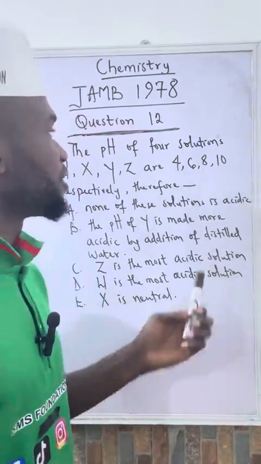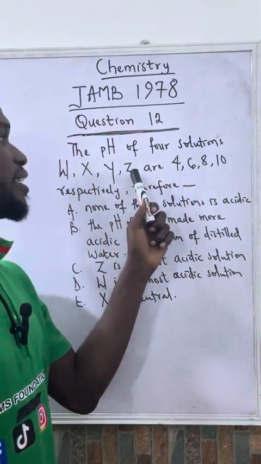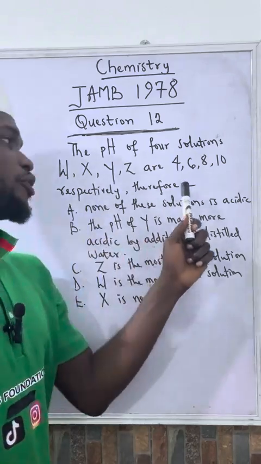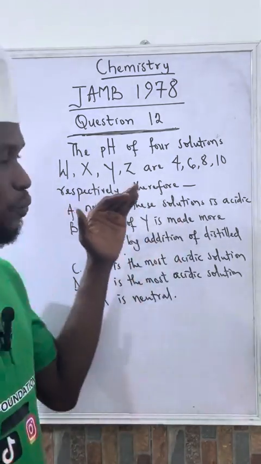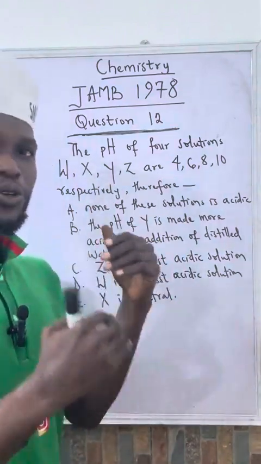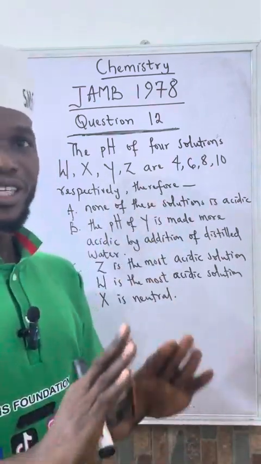Consider this chemistry question. The pH of four solutions W, X, Y, Z are 4, 6, 8, 10 respectively. Therefore, dash. So we want to choose the correct answer among these options. So we are going to consider the options one by one and see the one that is correct.